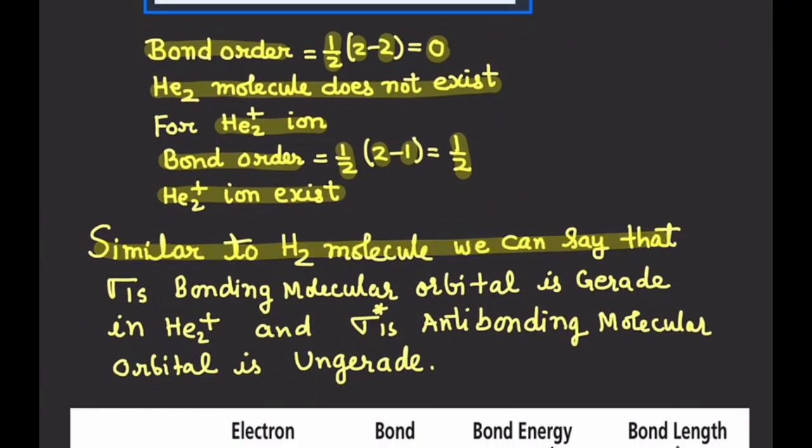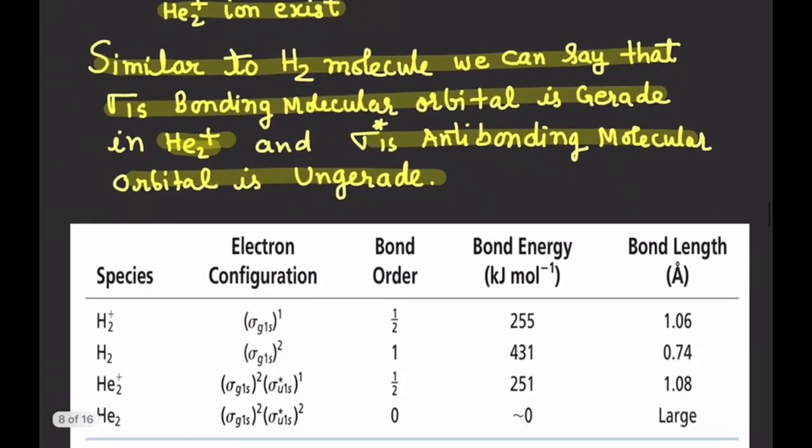Now we can compare, similar to the hydrogen molecule. We can say that the sigma 1s bonding molecular orbital is gerade and the sigma star anti-bonding molecular orbital is ungerade in both the helium molecule and the He2 plus ion. Since the helium molecule does not exist, that's why we are talking about the He2 plus ion. If we have to find gerade and ungerade, the method will remain the same. From the center of the molecular orbital, if we take the left and right hand side, if the sign of the wave is the same, then we say it is gerade. If it is opposite, then we say it is ungerade.